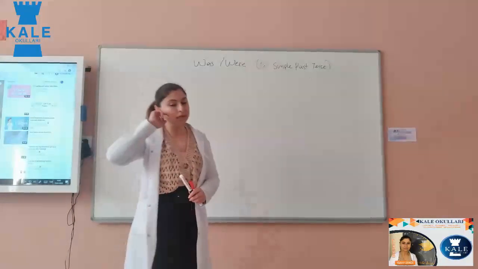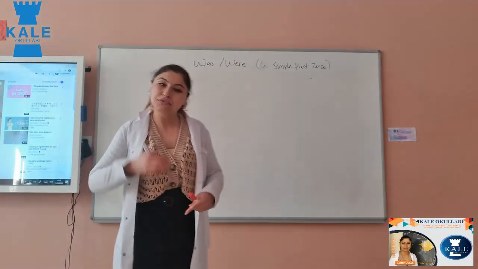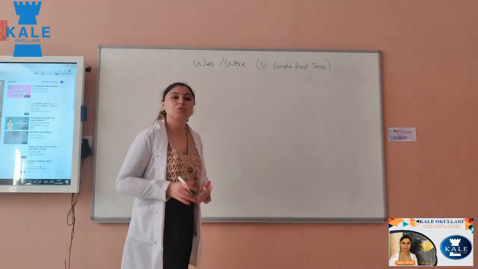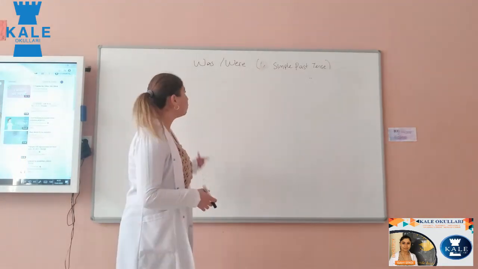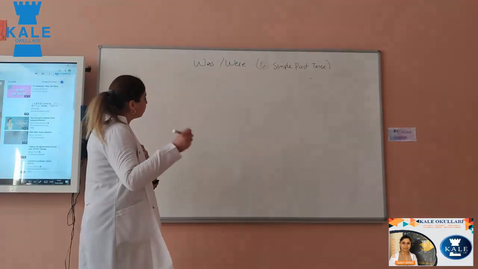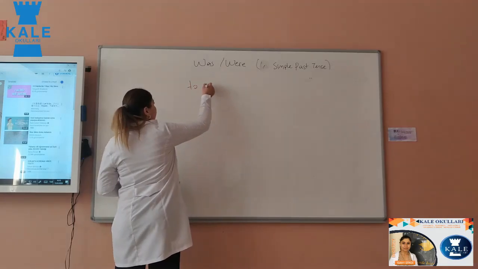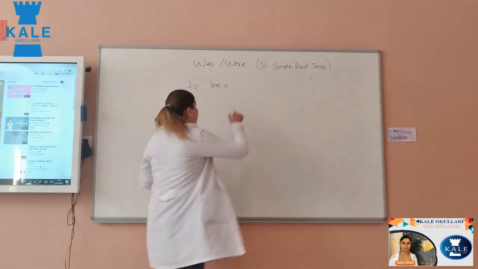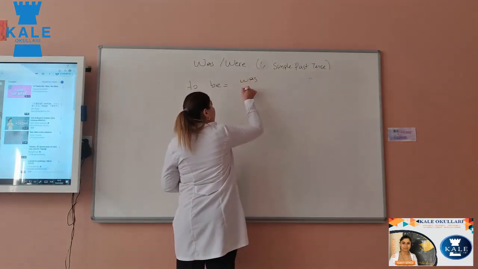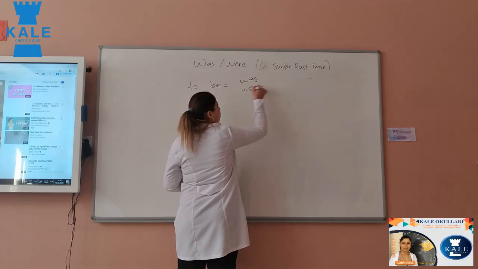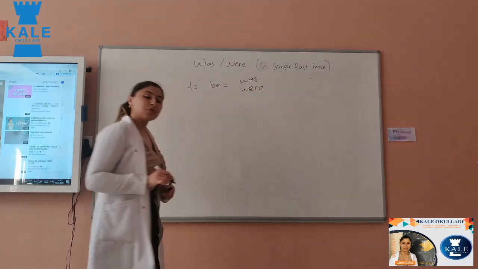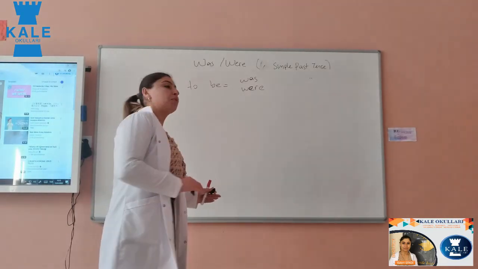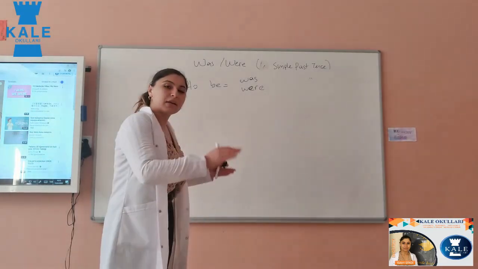Hello, my students. In the first lesson, we learned and repeated together how to make sentences with the simple past tense using verbs. But now we will learn to be. In the past, to be is written with the was verb. And first we will start again with subjects, using the was verb in positive, negative and question form.